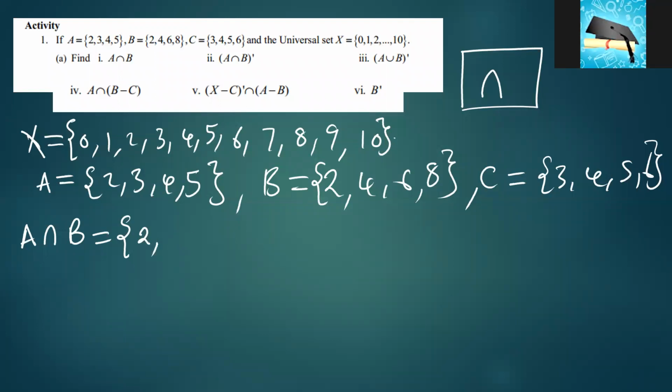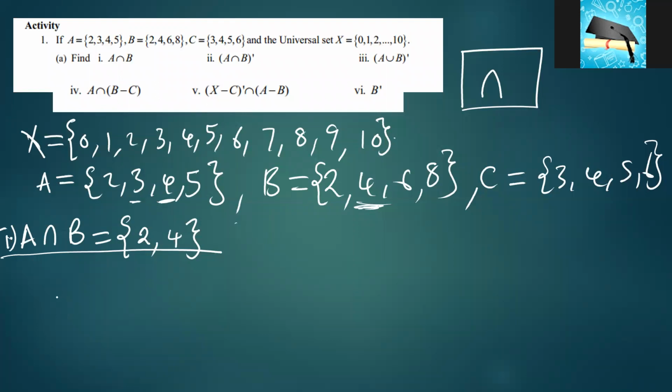Then we say comma, and we look for another common element. Do we have 3 in A? Yes. Do we have 3 in B? No, we don't. Do we have 4 in A? Yes. Do we have 4 in B? Yes. So 4 is also common. Which other element is common? These are the only 2 elements that are common between A and B. So we close the bracket. This is the solution for the first part. When you talk about intersection, we're simply talking about the common elements between the given sets.